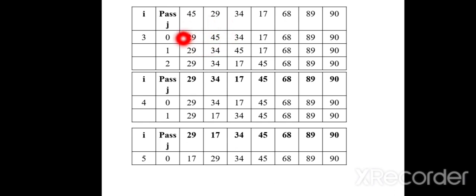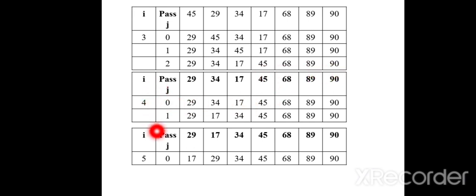Again the same procedure: we compare 45 and 29. They are out of order, so there is an exchange of place. Again we consider 45 and 34, which is out of order, so we swap. Now again we compare 45 and 17, it is out of order, so we swap the two elements. At the end of the third pass, the last four elements find their position.